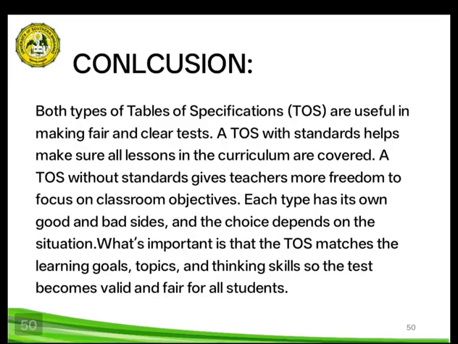Conclusions: both types of table of specification are useful in making fair and clear tests. A TOS with standard helps make sure all lessons in the curriculum are covered. A TOS without standard gives teachers more freedom to focus on classroom objectives. Each type has its own good and bad sides, and the choice depends on the situation. What's important is that the TOS matches the learning goals, topics, and thinking skills so the tests become valid and fair for all students. That's all. Thank you.